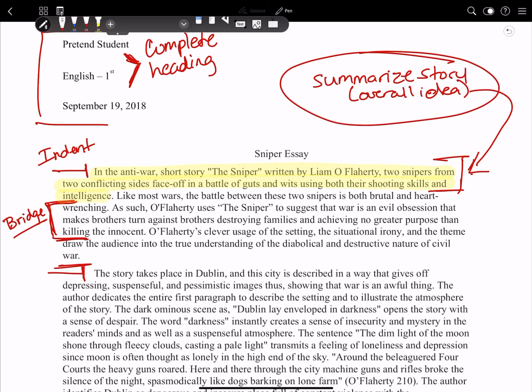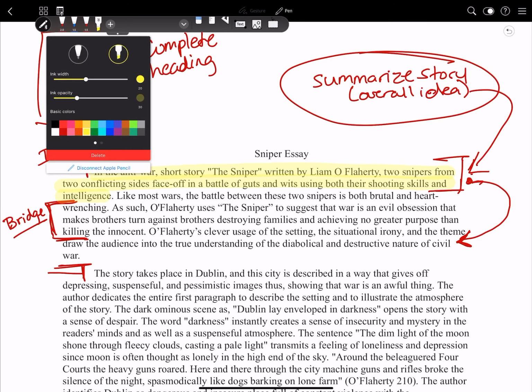But now I need a bridge, a connection from this idea to her thesis. I need some way to get from here to here. So, I know I'm going to talk about Civil War. I was just talking about war. So she was just talking about war. So she continues with this idea of war.